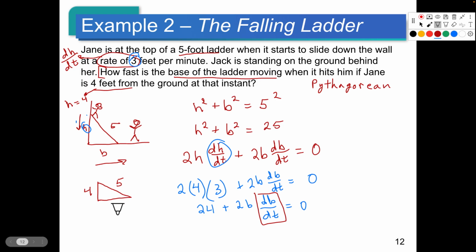But if you didn't know, we could take 5 squared needs to equal 4 squared plus the base squared. That's 25. 4 squared is 16, so I'm going to subtract that, equal to b squared. 25 minus 16 is 9. So b squared equals 9. Take the square root of both sides. b has to be 3.